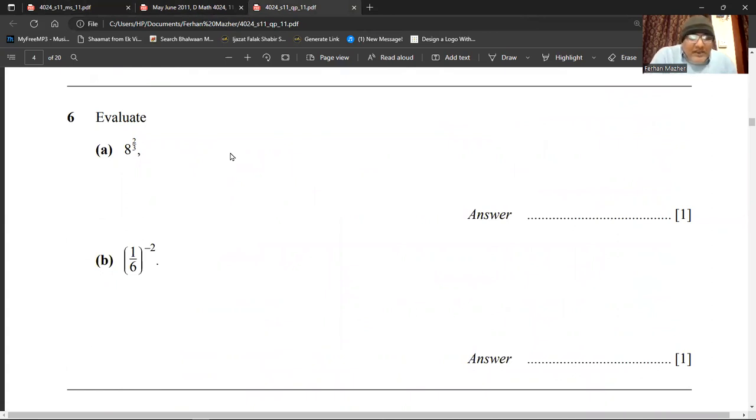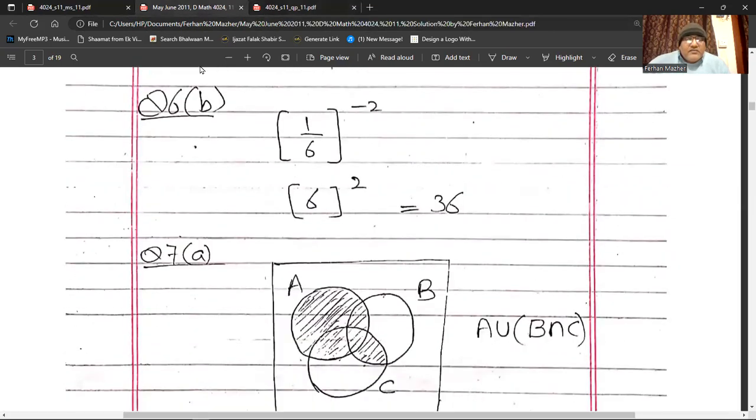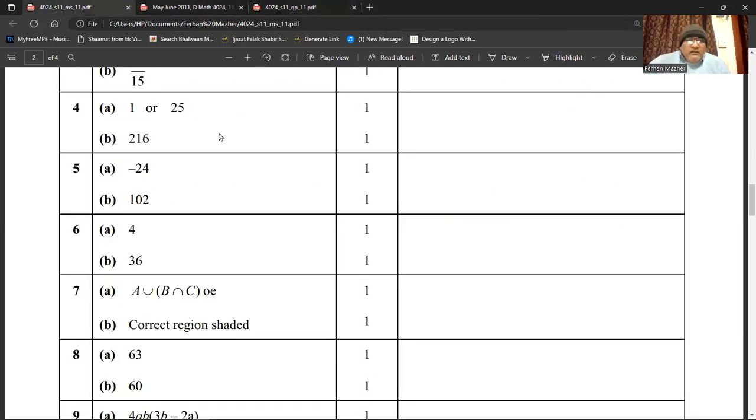Question number 6 is B part. We have a bracket, and in the bracket we have 1 divided by 6 and raised to power minus 2. Because the power is negative, inside the bracket the fraction will reciprocate. When you reciprocate the fraction, the 6 will come upstairs, the 1 will go downstairs, and the power will become positive. So you will have 6 raised to power 2. 6 raised to power 2 means 36. Thirty-six is the right answer.